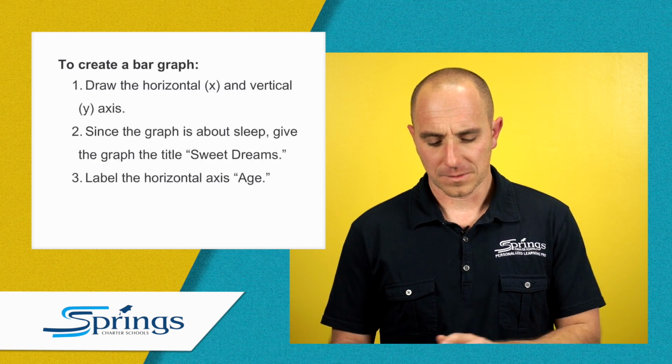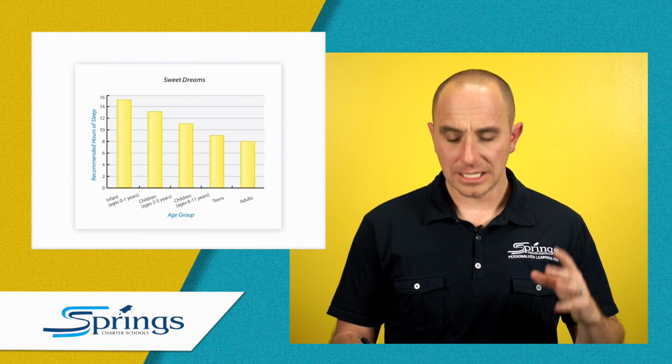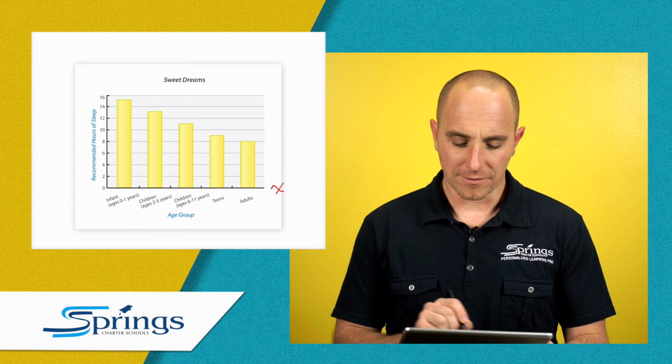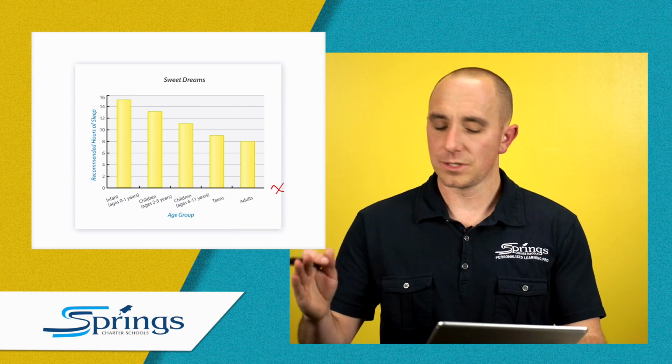Okay, so you can see here mine, and like I was talking about, we have our x-axis here, so we have our age group, and you can see I went from infants to adults.